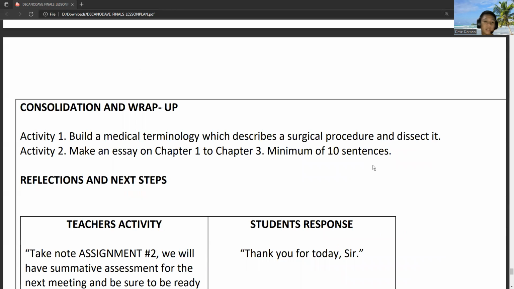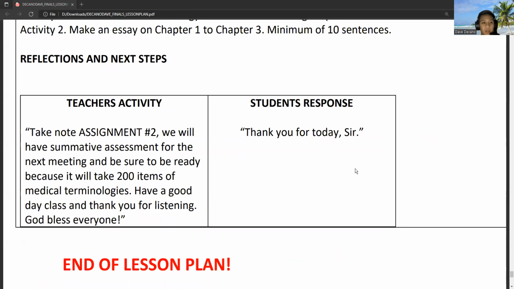To the reflections and next steps, in assignment number 2, they will have a summative assessment for the next meeting, and be sure to be ready because that would have a 200-item quiz. And it's the student response, po.